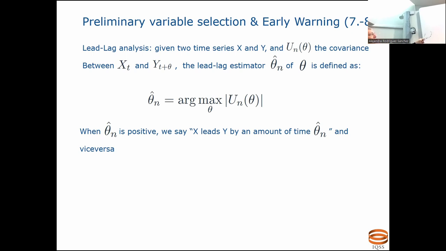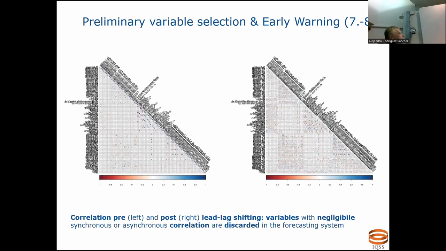And if it is positive, we say that X leads Y by this amount of time, and vice versa. And so what we did, once we discovered these lags, we actually took the original time series and the lag time series in the same model. And this is what happened.